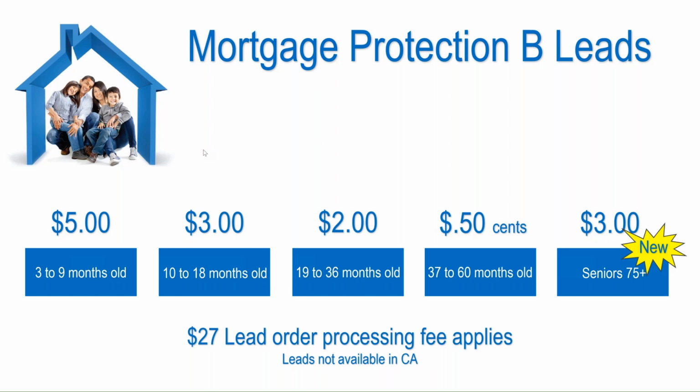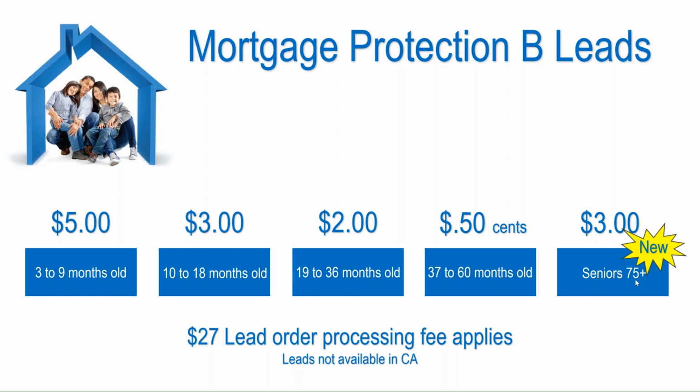We do have a new category, however. Our vendor is now able to offer what they call senior mortgage protection leads. If you see on the far right-hand side, it says senior 75 plus. What this is, it's a standard direct mail mortgage protection lead, but the client that it was mailed to is 75 or older.